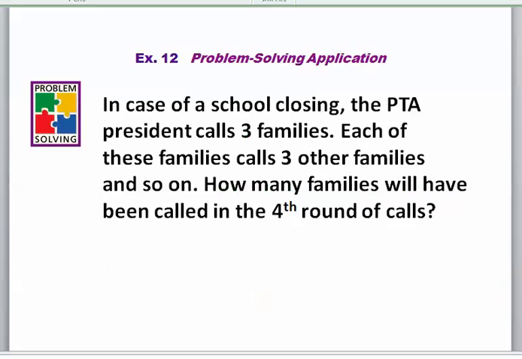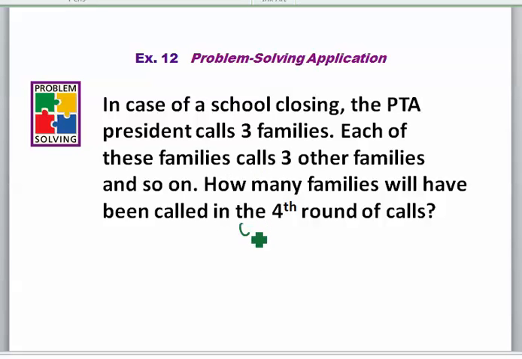On my next problem here, it's giving me a story problem. So in case of a school closing, the PTA president calls 3 families. Each of these families calls 3 other families, and so on. How many families will have been called in the 4th round? To me, I could represent this as an exponent, but you may not see that right now, so it may be easier for you to draw a picture.